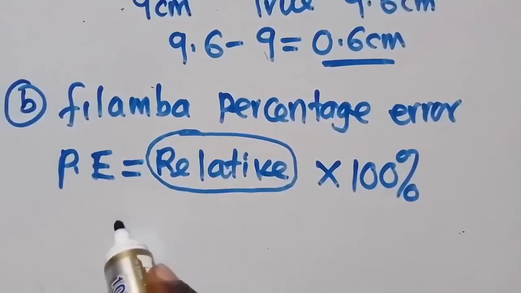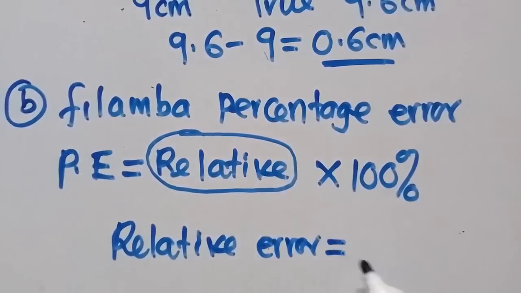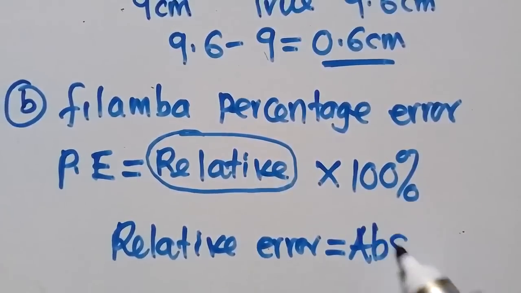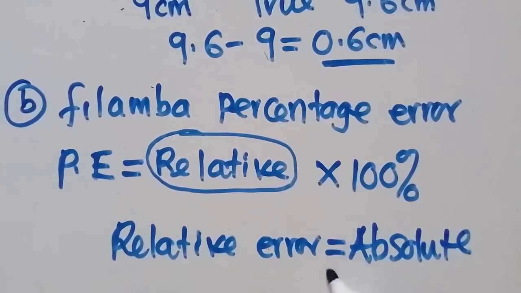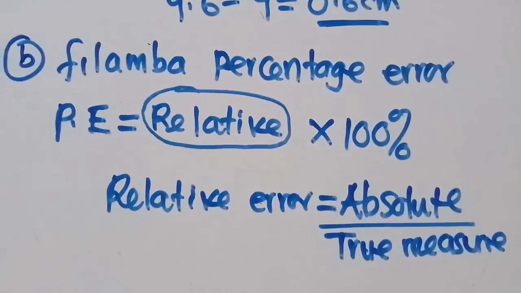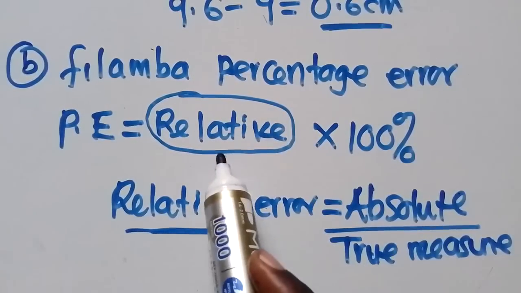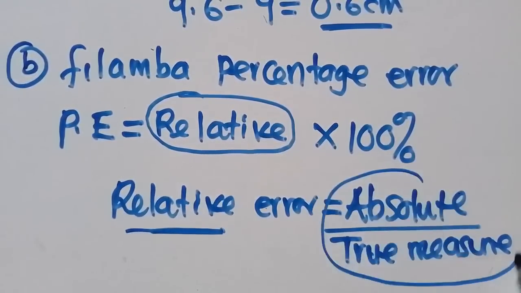So which means that if you are asked to find the relative error, the relative error is equal to the absolute error over what? Over the true measurement. This is how you need to calculate the relative error. So in this case, are you given the relative error? No. So where there is relative error, you are going to put this formula here so that you can easily calculate. This is what we are going to do.